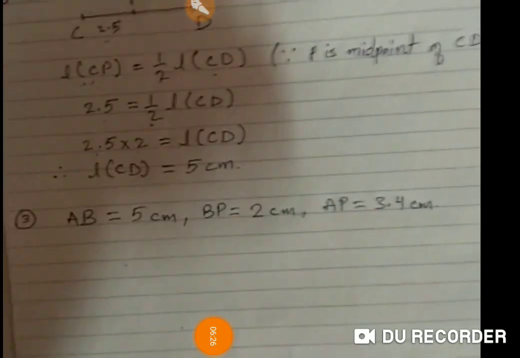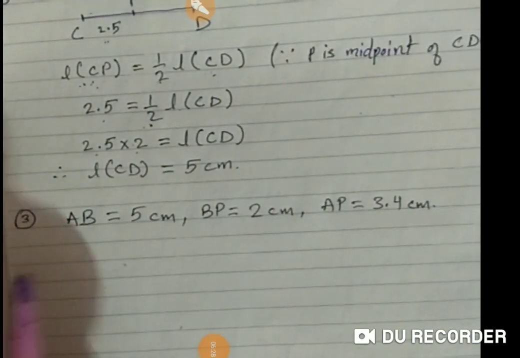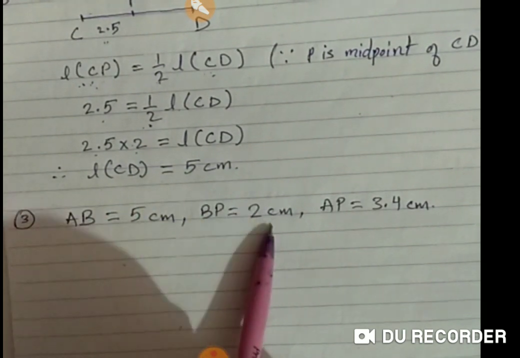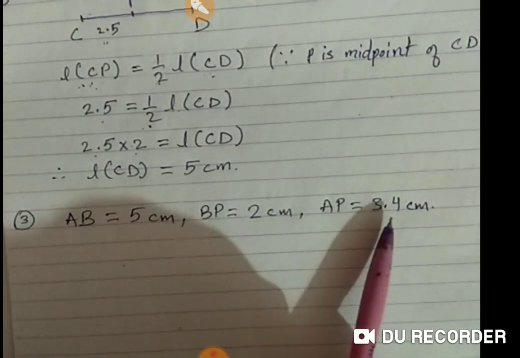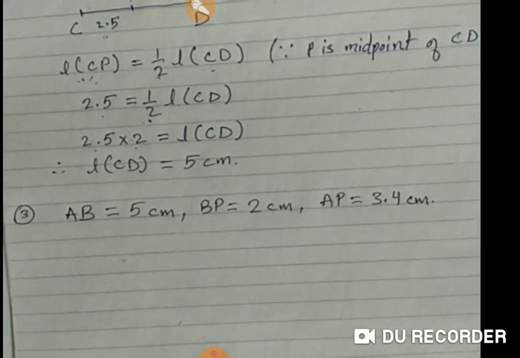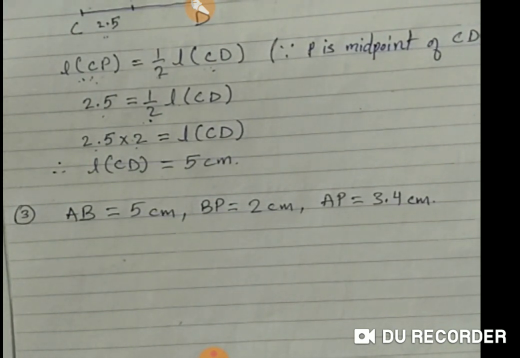Yes. So here we have length of AB as 5 centimeter, length of BP as 2 centimeter, length of AP as 3.4 centimeter. Question says compare the length of the segments. So in this question you have 3 segments. You need to make comparison among these 3 segments. Whenever comparison is concerned between 2 or more segments, there are 3 possibilities.